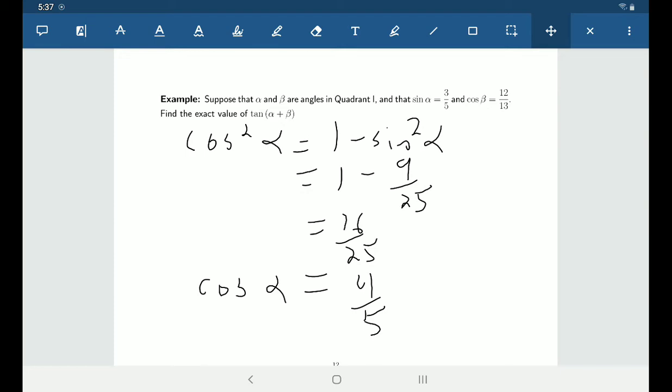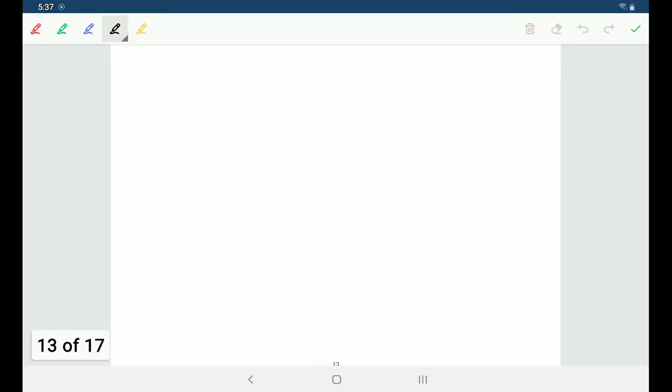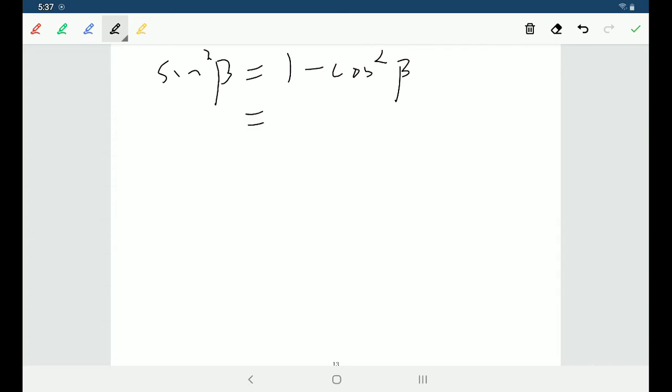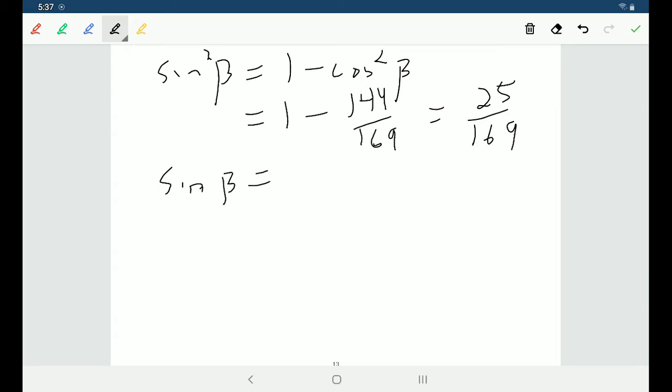We know cosine of beta is 12/13, and sine squared of beta is 1 minus cosine squared of beta using our Pythagorean identity. Cosine was 12 over 13, so cosine squared would be 144 over 169, and 1 minus that is 25 over 169. And when we simplify, we can find out what sine of beta is by taking square root. And again, positive square root because we are talking about angles in quadrant 1, and those angles would be positive angles.